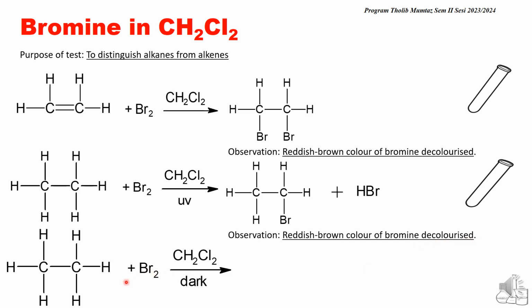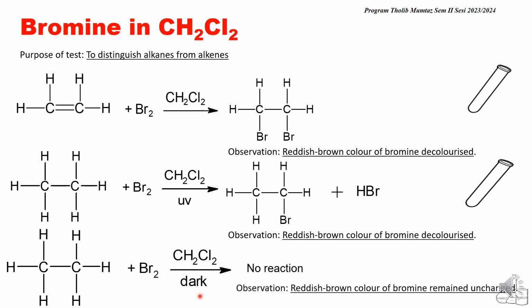However, the next one, you are also given an alkane, reacts with bromine, but this time in the dark, or no presence of UV. So free radical substitution cannot occur if it's in the dark. So this will have no reaction. So the observation should be the reddish brown color of bromine remained unchanged.